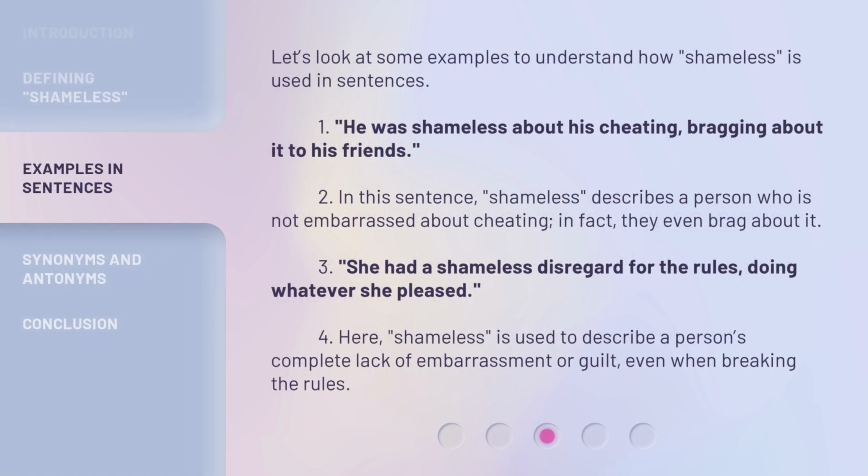Let's look at some examples to understand how shameless is used in sentences. 1. He was shameless about his cheating, bragging about it to his friends. In this sentence, shameless describes a person who is not embarrassed about cheating. In fact, they even brag about it. 2. She had a shameless disregard for the rules, doing whatever she pleased. Here, shameless is used to describe a person's complete lack of embarrassment or guilt, even when breaking the rules.